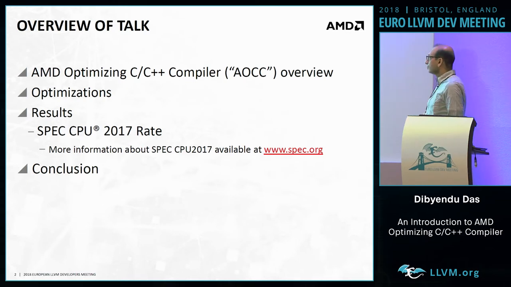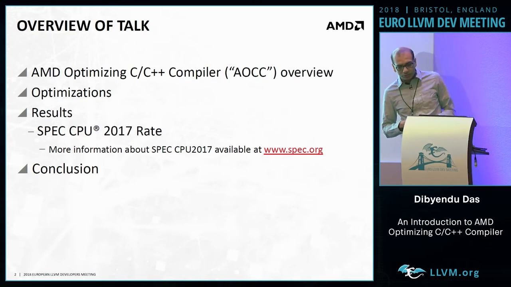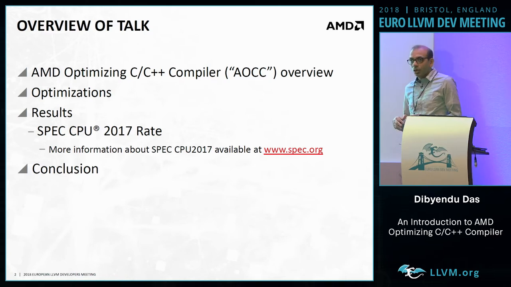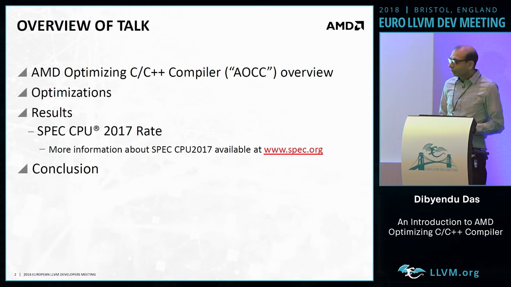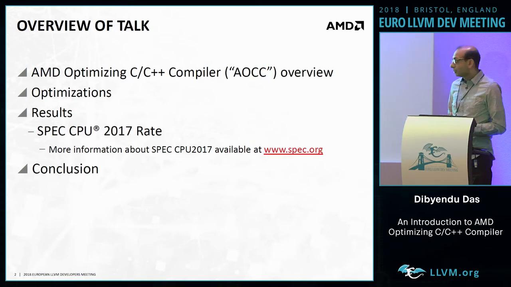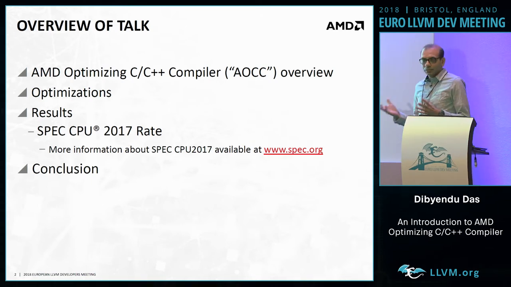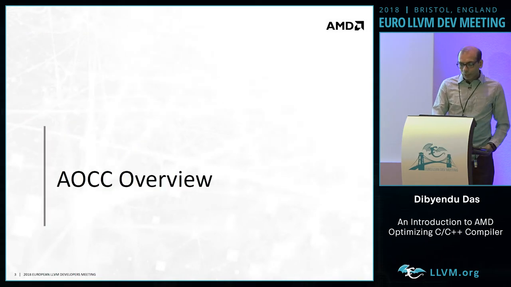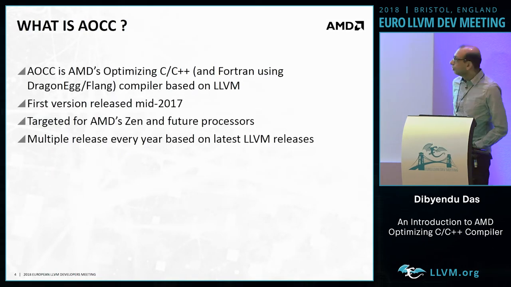One of the main parts of this talk is the results from the newly released SPEC CPU 2017 suite. We will see how AOCC performs, which is still a new compiler, vis-a-vis the topmost optimizing compiler, which is ICC. And then I'll conclude with a few observations. So on to the AOCC overview.